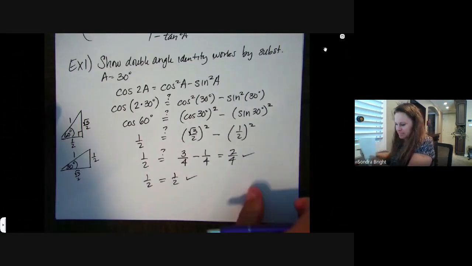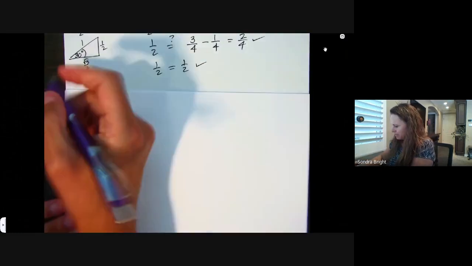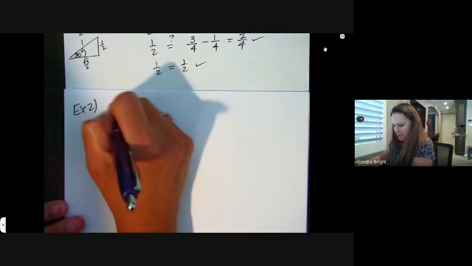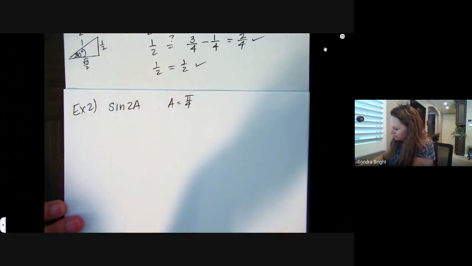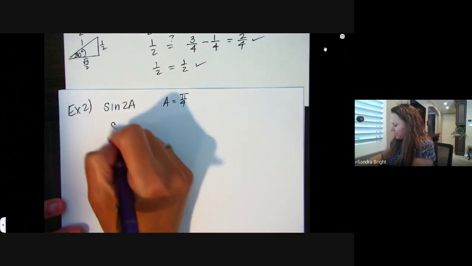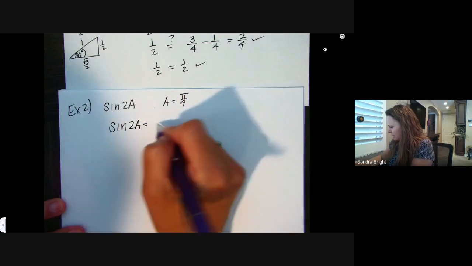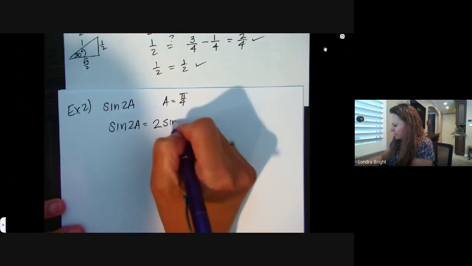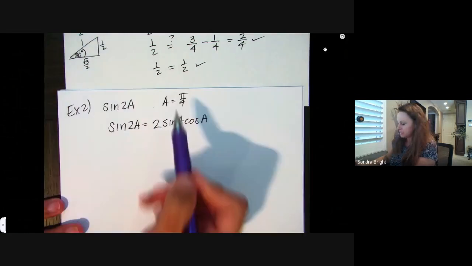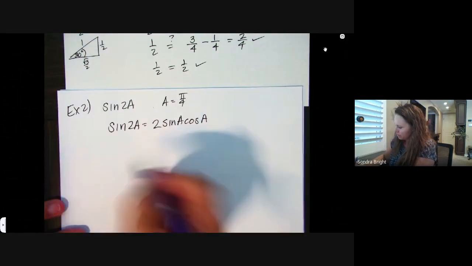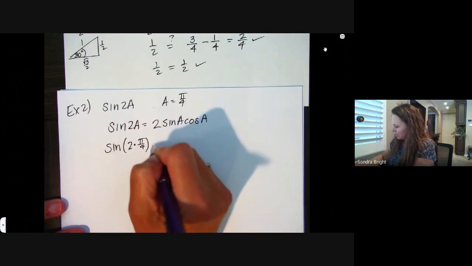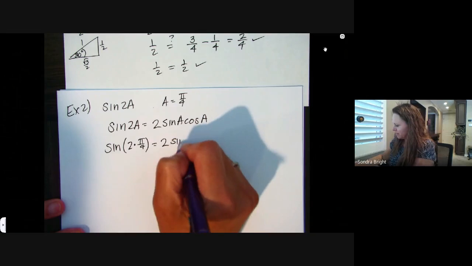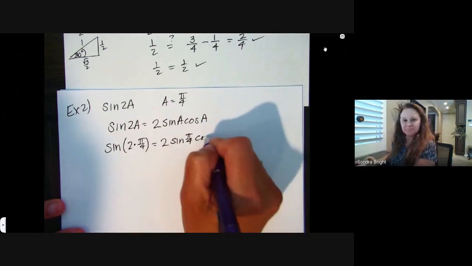Same directions, but this time I'm going to show you that it's true for sine of 2a if a is pi over 4. Remember, the identity for sine of 2a is 2 times sine of a times cosine of a. I'm going to plug in pi over 4 for each of these a's. So sine of 2 times pi over 4 is equal to 2 times sine of pi over 4 times cosine of pi over 4.